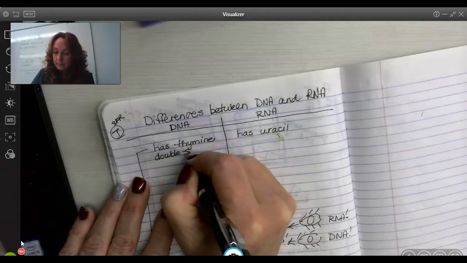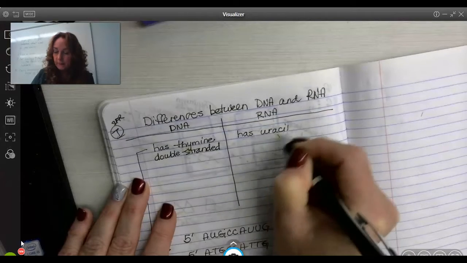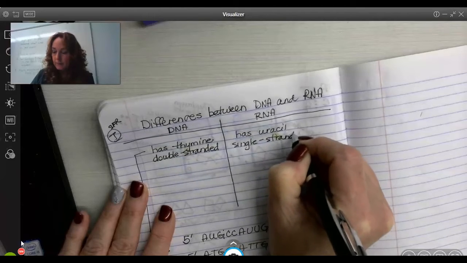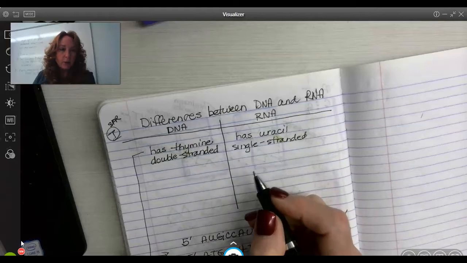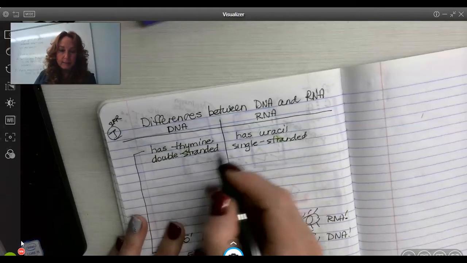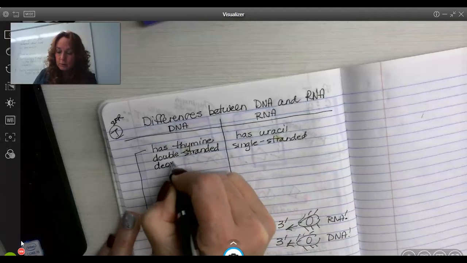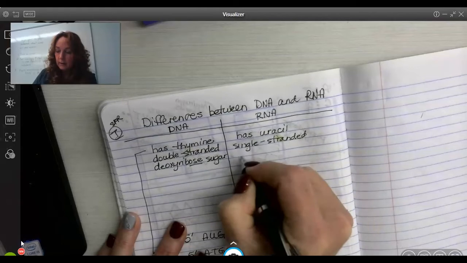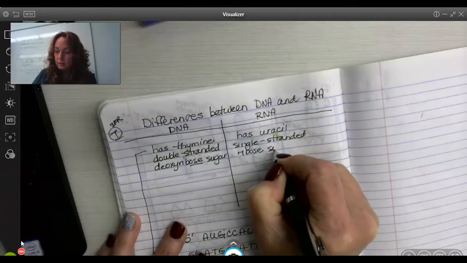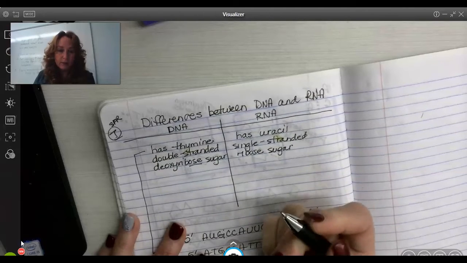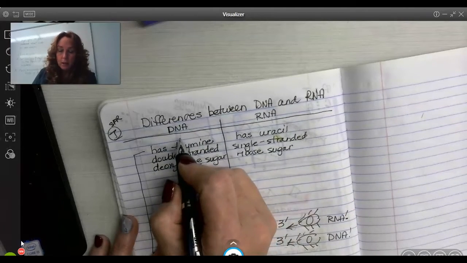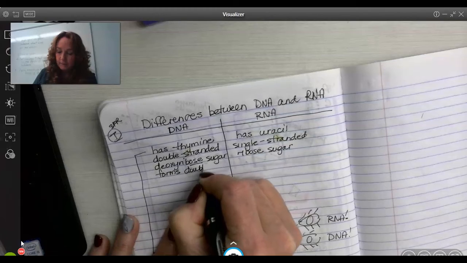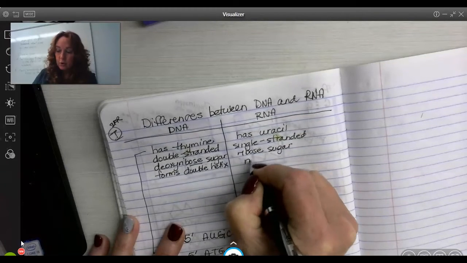DNA is double-stranded. RNA is single-stranded. The reason is RNA tends to be used primarily to make a copy of the information of DNA. They have different sugars, so deoxyribose as a sugar, and then RNA has ribose as a sugar. They're the same sugar, except that deoxyribose is missing one oxygen. Everybody knows that DNA forms a double helix. There's no helix.